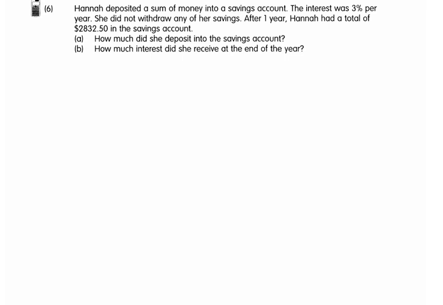After 1 year, Hannah had a total of $2,832.50 in the savings account. So you know that at the start of the year, she put in 100% into a bank, right? At the end of the year, she got back 103%, yes or no? You got a clear understanding? So 103% in this case is equals to $2,832.50. Correct? So they want to know how much did she deposit into the savings account.